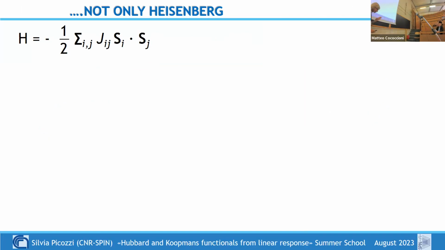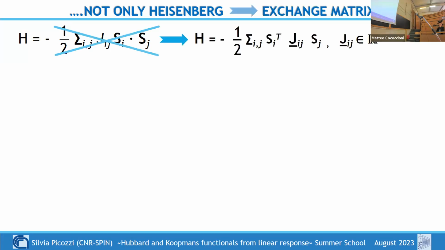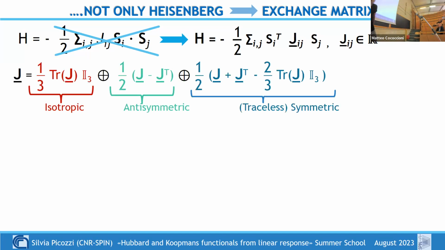Okay, so so far I use only Heisenberg. This one. So I have a J, a scalar term, and this basically describes the interaction between localized spins, S_i and S_j. And this is what we learn, right, in the magnetism courses. But actually, it is not completely correct. One should describe the interaction between spin site i and spin site j through a matrix. So a 3 by 3 matrix.